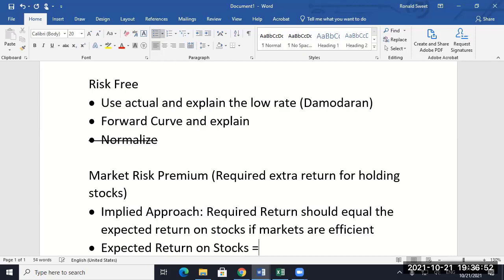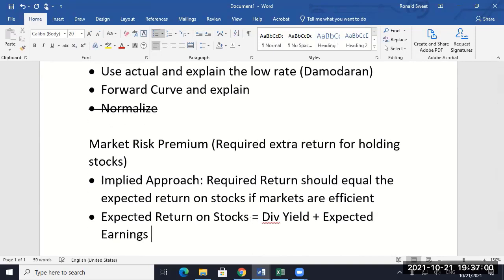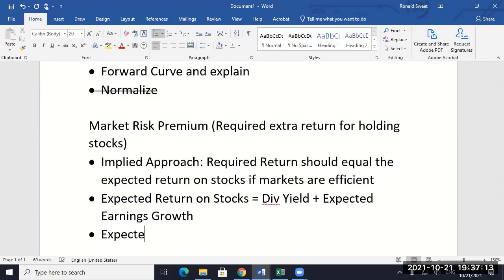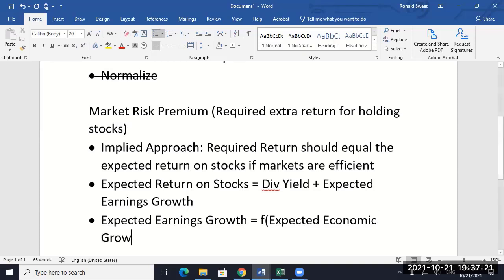Anybody remember this formula? Pretty easy formula. Dividend yield plus expected earnings growth. So that's pretty straightforward. And then the article I showed you, they add in the repricing. I argue you shouldn't add in the repricing. And then expected earnings growth, I argue that should be a very tight function of expected economic growth.